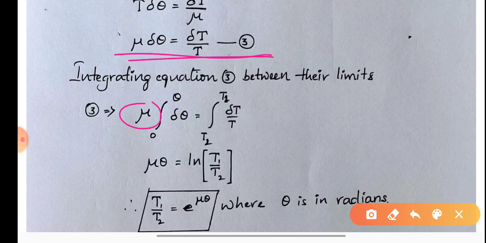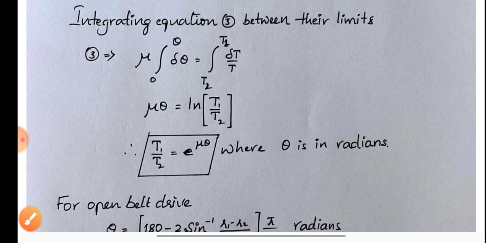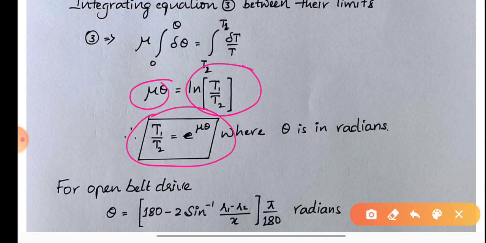So integration from 0 to θ of Δθ is equal to the RHS integration from T1 to T2 of ΔT by T. Upon integration, μ as it is I will write. Integration of Δθ is θ, which is equal to the integration of 1 by T ΔT, which is ln T. I will apply the upper and lower limit and get ln T1 by T2. I will shift this ln to the LHS, so it will be T1 by T2 is equal to e raised to μθ, where θ is in radians.